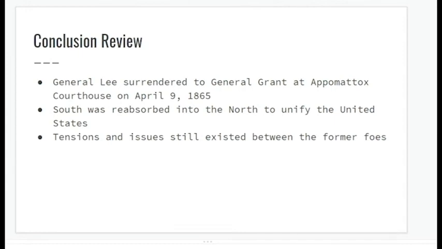So as we end this lesson, I want you to think about what conflicts from the Civil War do you think had an effect on the U.S. long after this war was over, and how might things have been different had the Union not been able to defeat the Confederacy? What might the world look like today if that was the case?